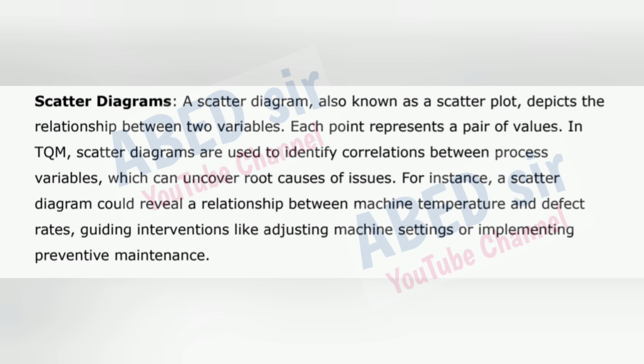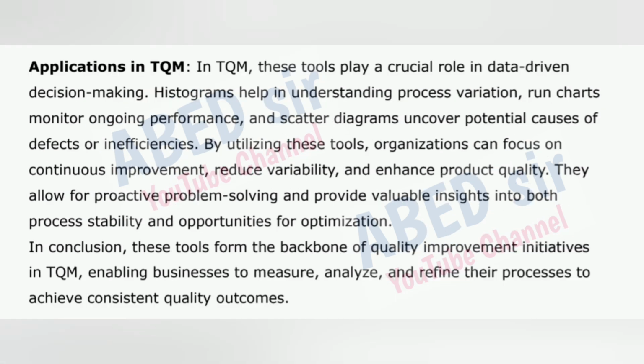In TQM, scatter diagrams are used to identify correlations between process variables, which can uncover root causes of issues. For instance, a scatter diagram could reveal a relationship between machine temperature and defect rates, guiding interventions like adjusting machine settings or implementing preventive maintenance. Applications in TQM. In TQM, these tools play a crucial role in data-driven decision-making.